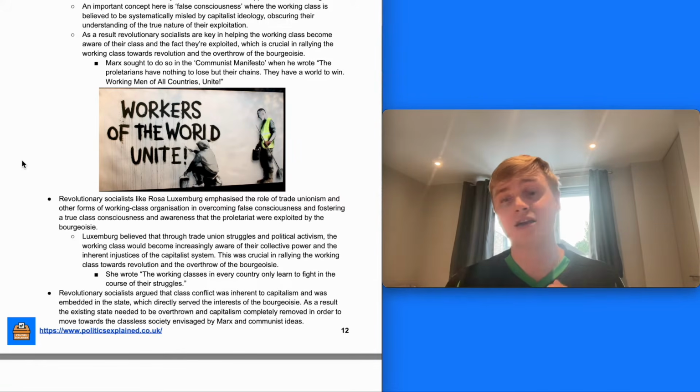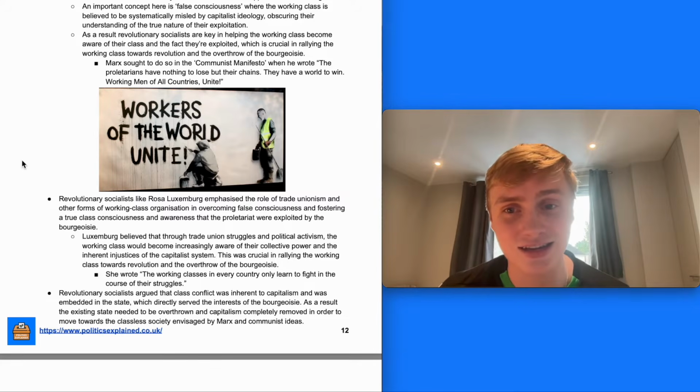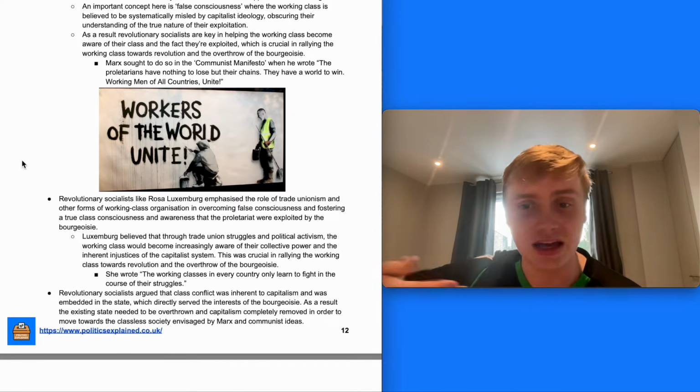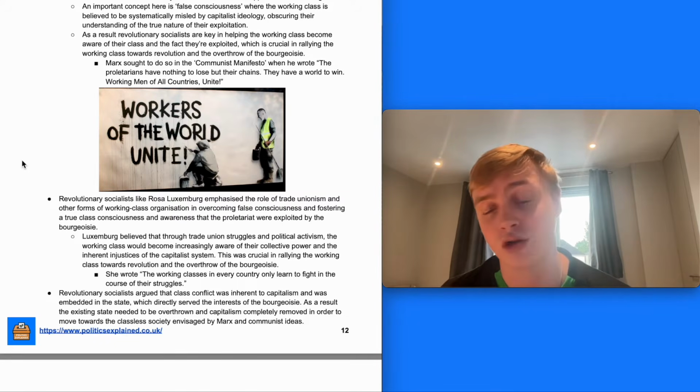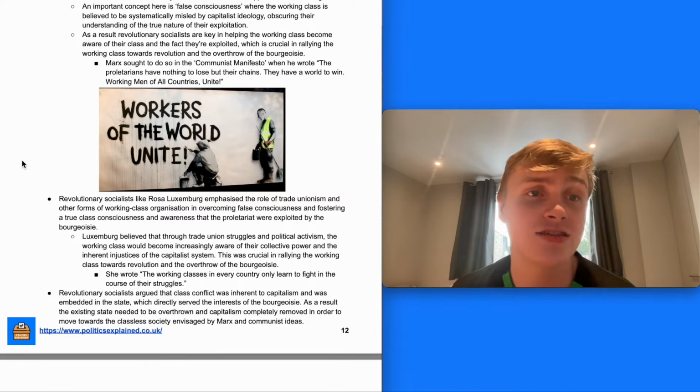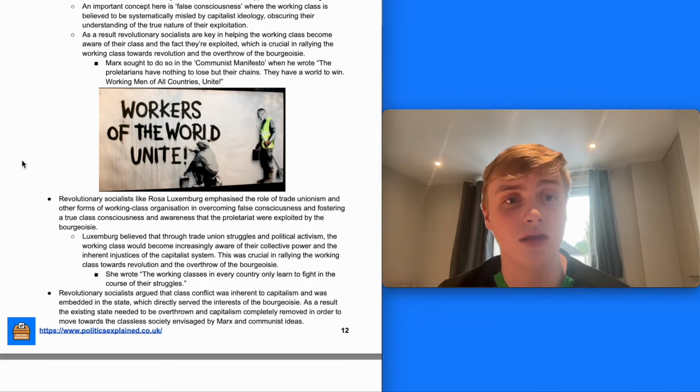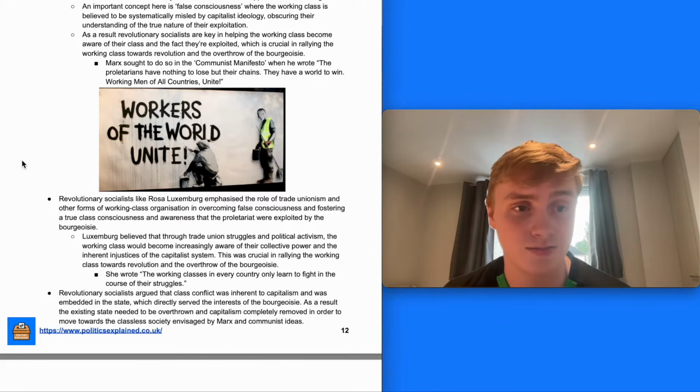And they're not just theoretical socialist thinkers. They seek to actively promote this revolution. And that's one of the key quotes of Marx: the proletarians have nothing to lose but their chains. They have a world to win. Working men of all countries unite.